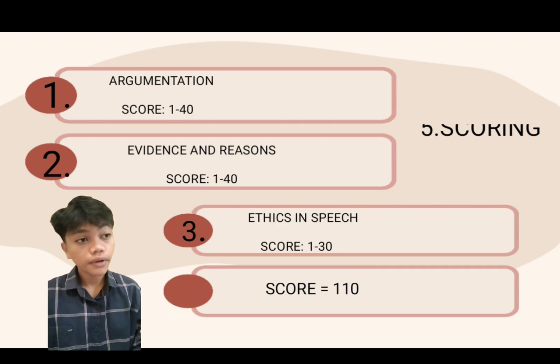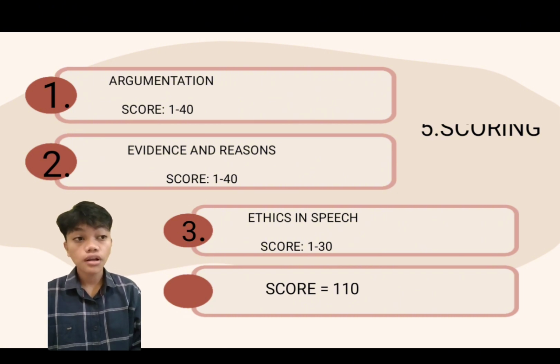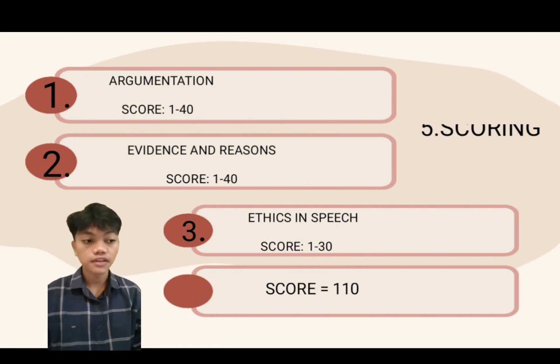Okay, I will explain the scoring in the American debate. The first is argumentation. The score is 1 to 40. The second is evidence and reasons. The scoring is 1 to 40. And ethics in speech. The score is 1 to 30.